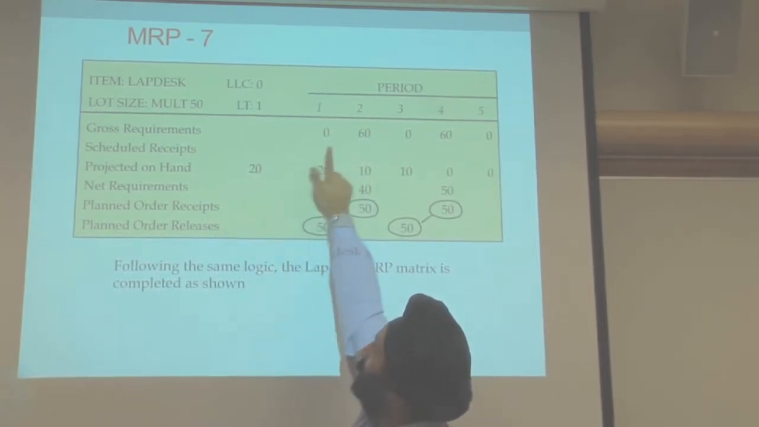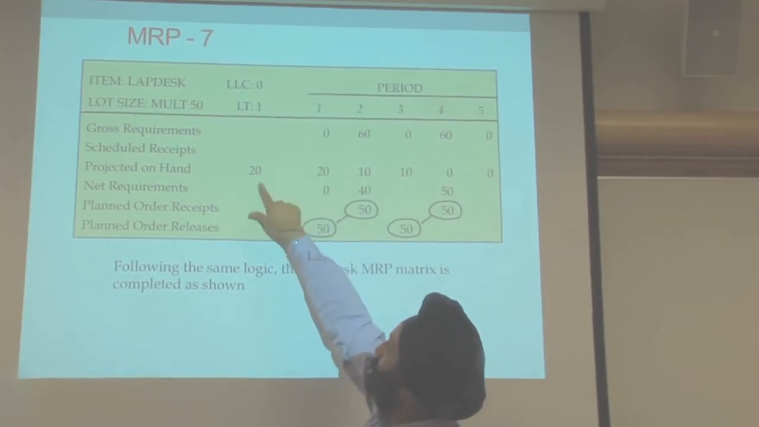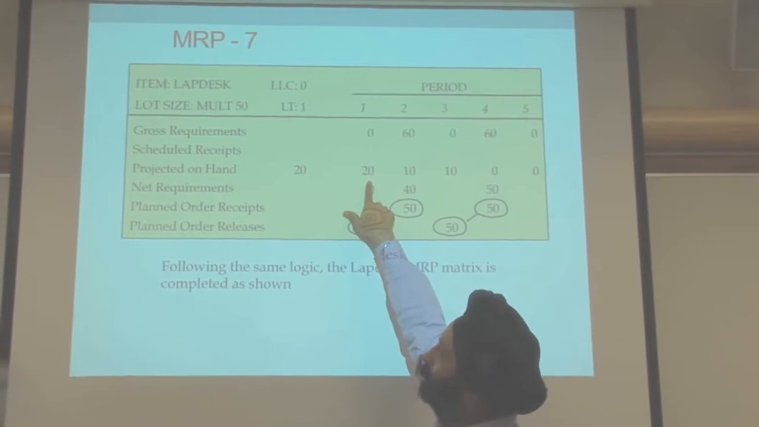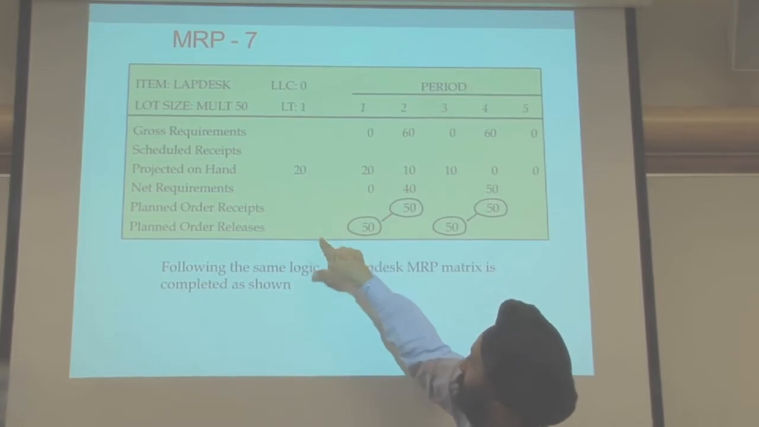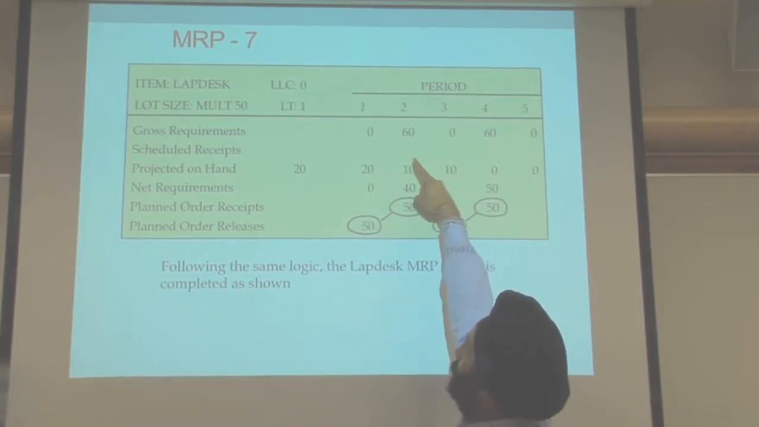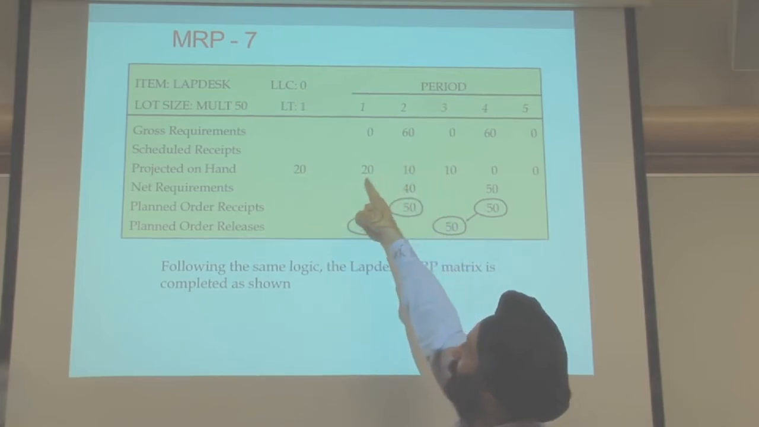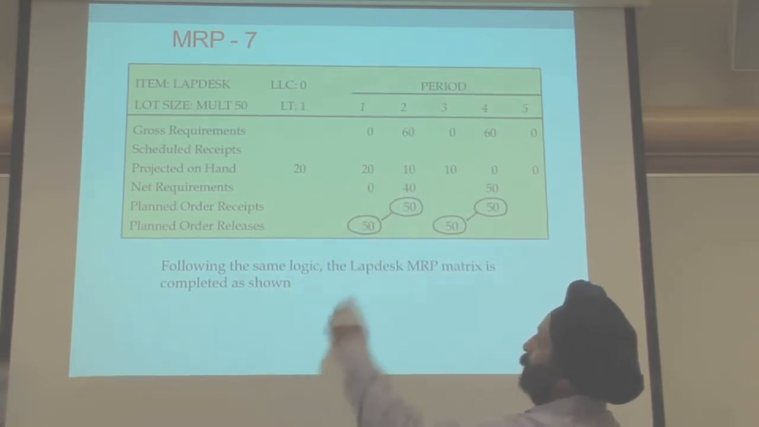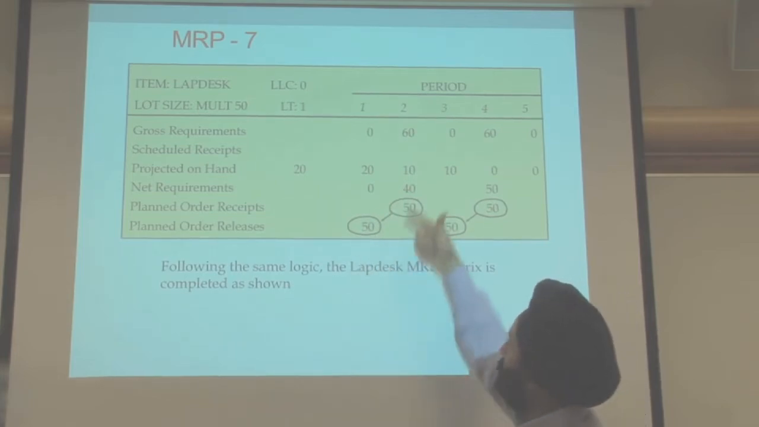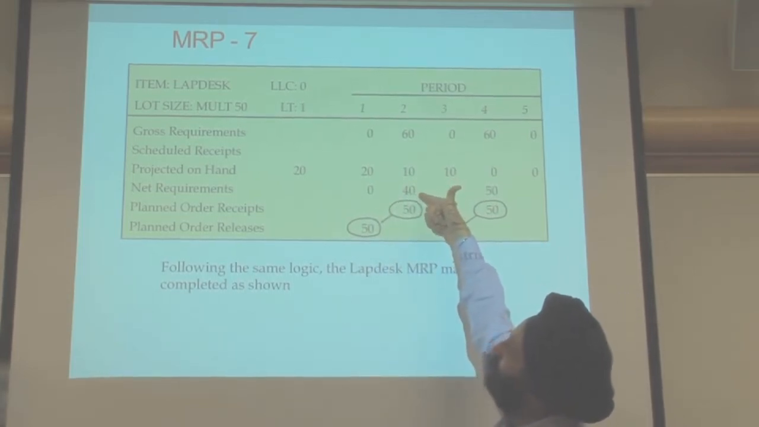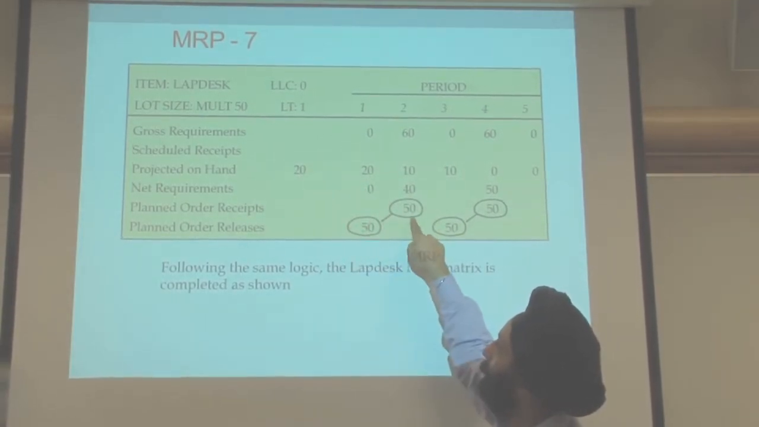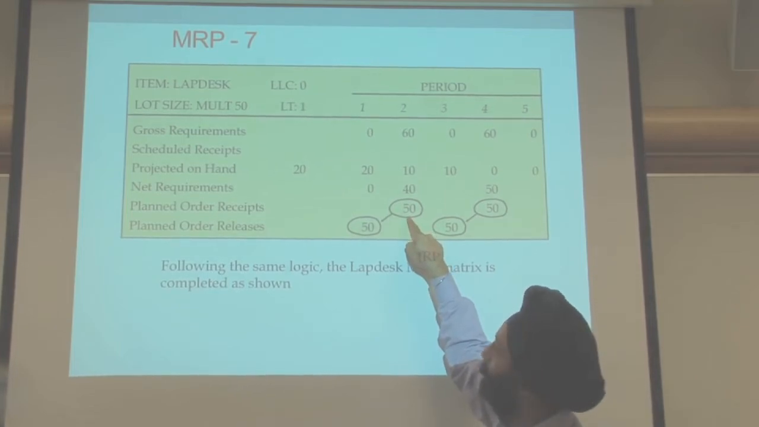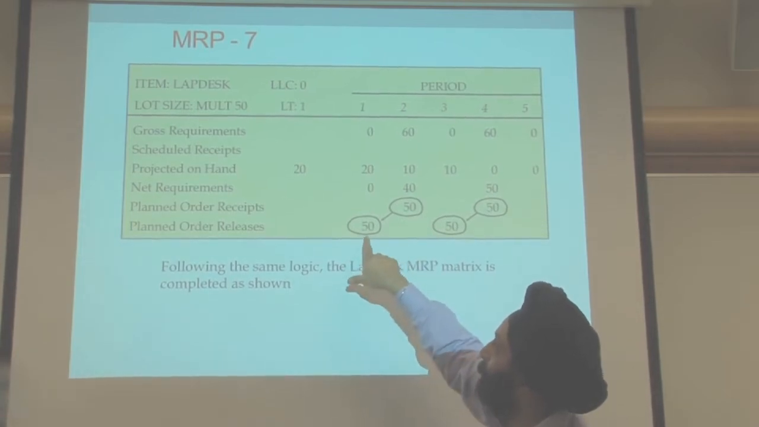You can see 20 with a gross requirement of 0 will give you still the 20 projected on hand. Net requirement is 0, so we don't have to do any planning of new orders over here. Then next time, the gross requirement is 60. Out of that, 20 can be taken care of, and so you're left with minus 40. That means net requirement is 40. But whenever we place an order, we have to have orders in multiples of 50. That means 50 units will be ordered, we plan on receiving it in period 2, which means we release that order in period 1.